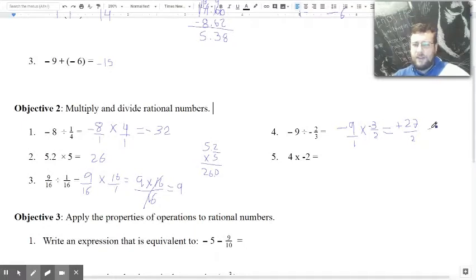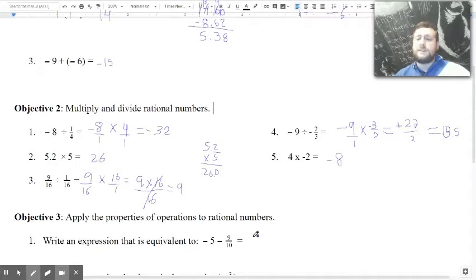Or, if the multiple choice options are decimals, I think this would be 13.5. Okay. Now, 4 times negative 2, that's just 8. But there's a negative sign, so I have to think about it. It's by itself. It doesn't cancel out.